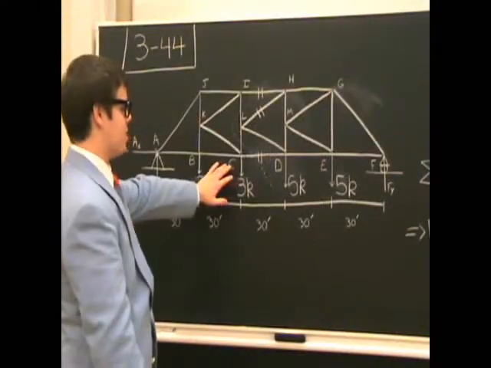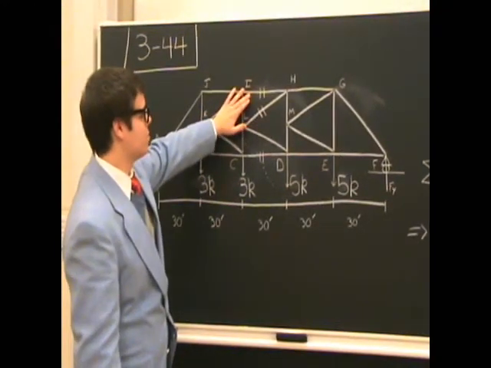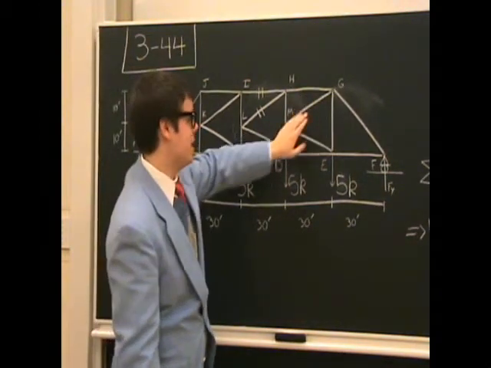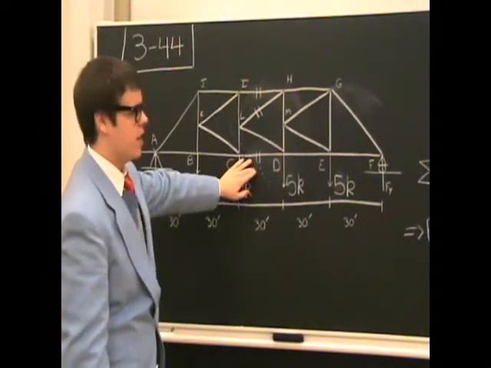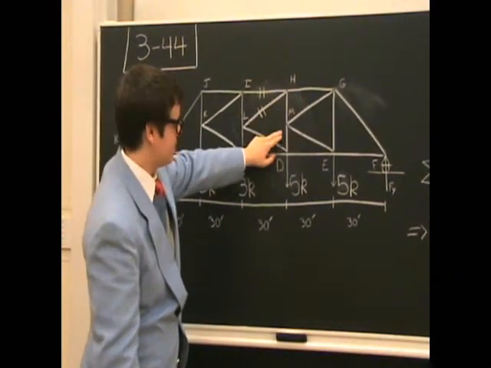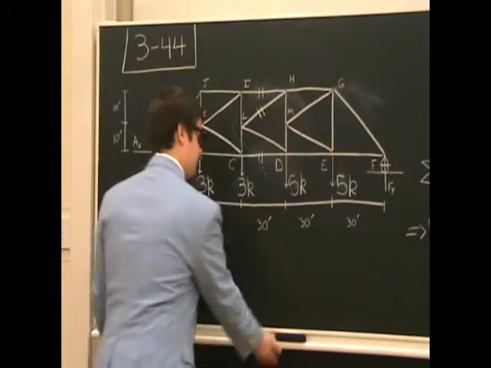Now back to our original truss. Now that we found our forces in IH and CD, next we're going to find the force in HG. In order to do this, we're going to have to make another cut using the method of sections through members HG, HM, MD, and DE.